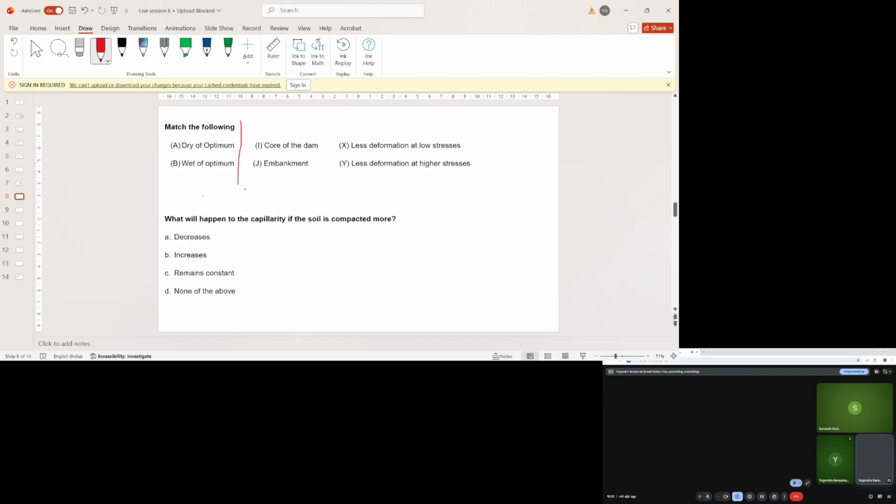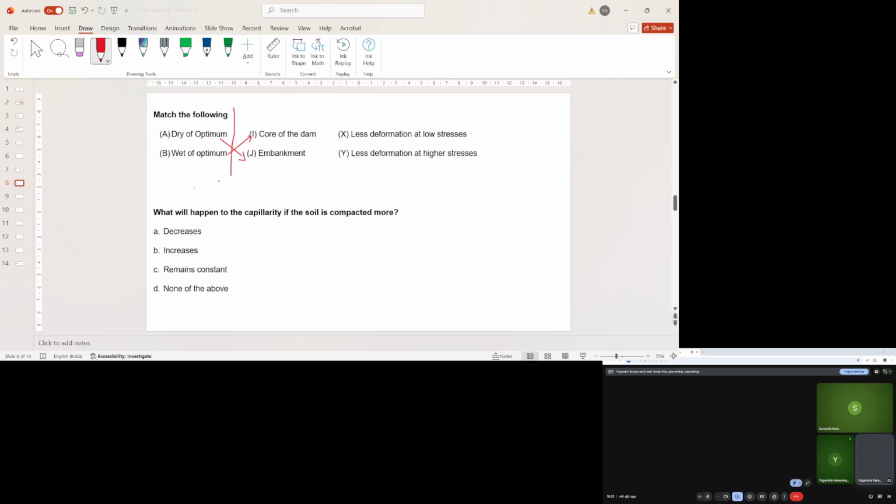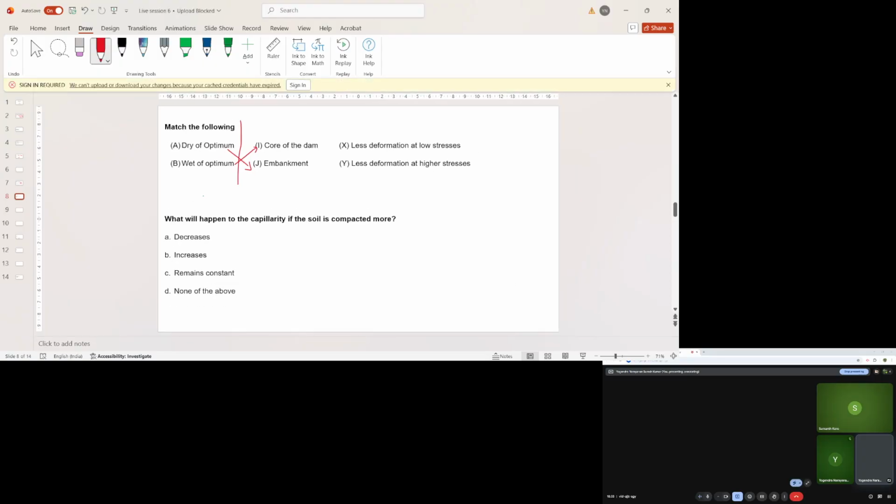So dry of optimum will result in... Dry of optimum is usually used in embankments, and wet of optimum is usually used in the core of the dam because of the permeability characteristics. Wet of optimum will have relatively lower permeability compared to dry of optimum. Alright.